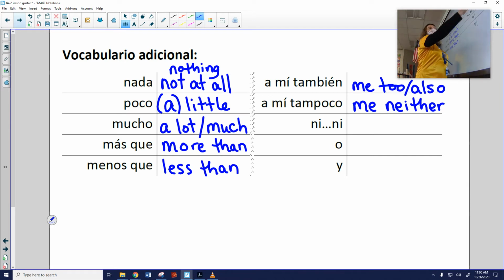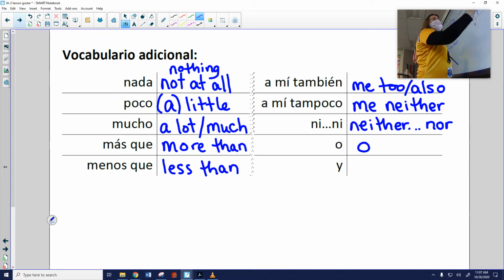Ni means neither, nor, or either or. For example, no me gusta ni el inglés ni el español. I don't like neither English nor Spanish. I don't like either English or Spanish. Oh, have you seen that before? O means or. Is that what you were thinking? E, you've definitely seen that one before. It means and.